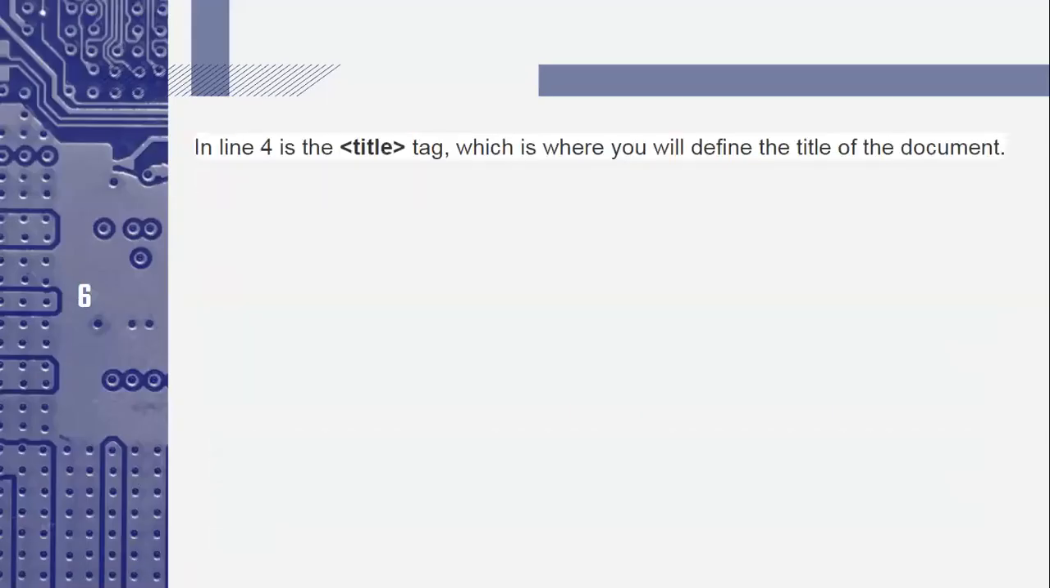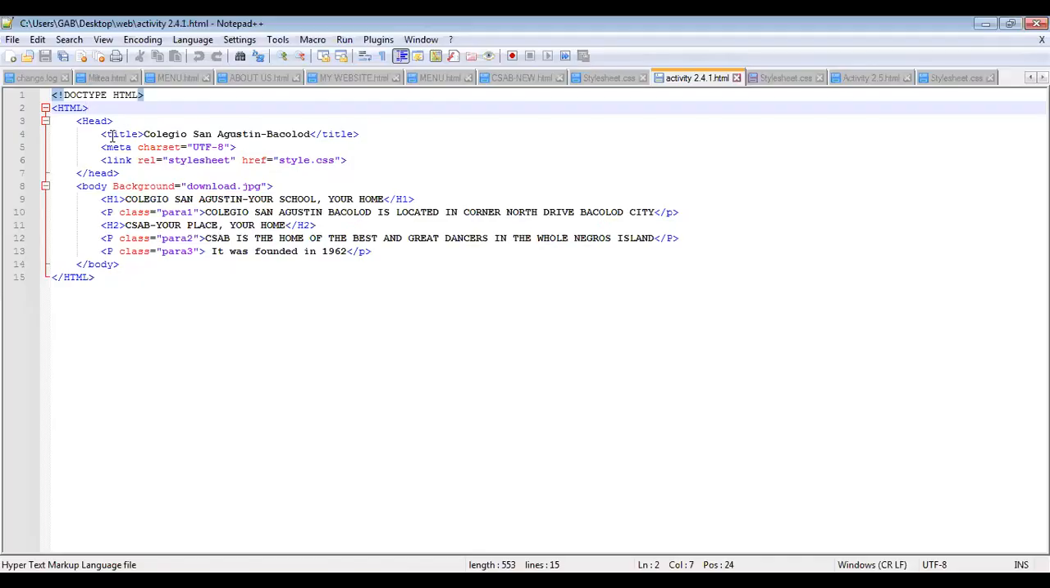Now in line 4, we can see the title tag, which is where you will define the title of your document. Of course, the title tag also comes with a pair, the opening tag and the end tag. For example, the title for this HTML is Cuneo San Agustin Bacolod. Notice that we have here the start tag and the end tag as well. So don't forget that these tags come with a pair.